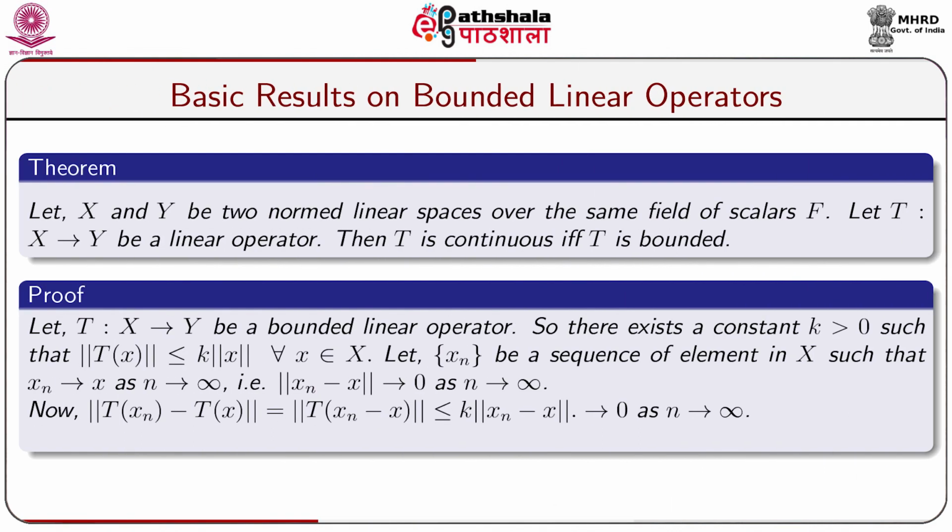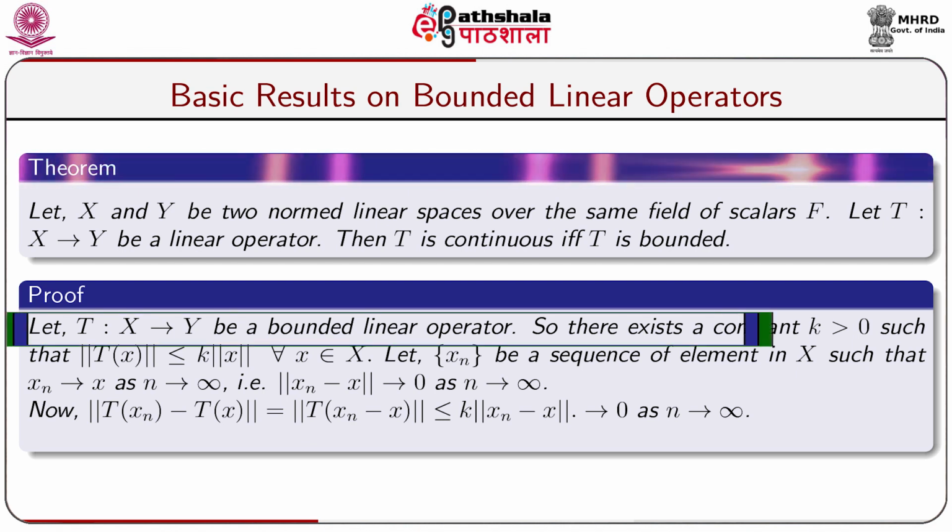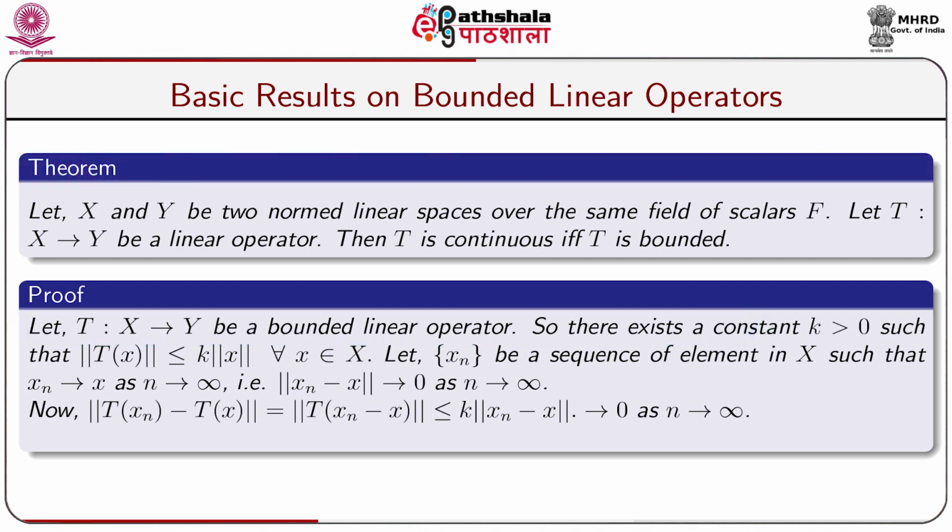Let us take a theorem. Let X and Y be two normed linear spaces over the same field of scalars F, and let T be a mapping from X to Y which is linear. Then T is continuous if and only if T is bounded. Let us take a proof. Let T be a bounded linear operator from X to Y. So there exists a constant k > 0 such that ||Tx|| ≤ k ||x|| for all x belonging to X.